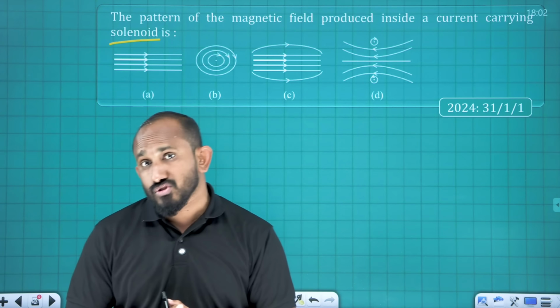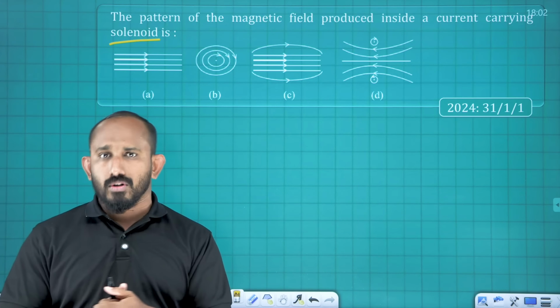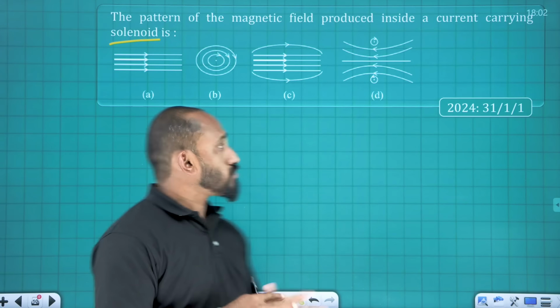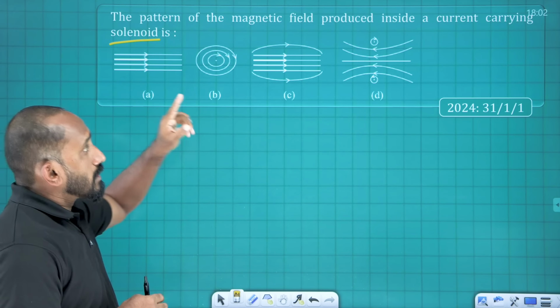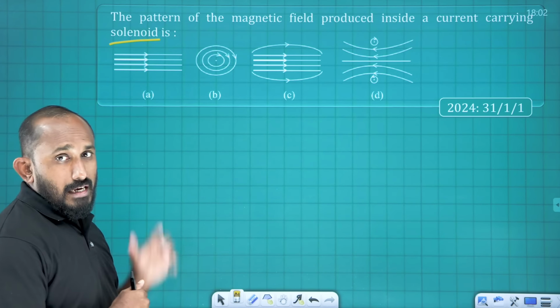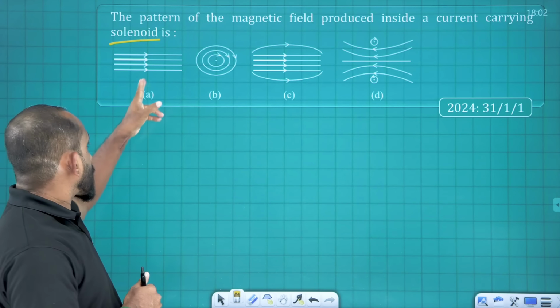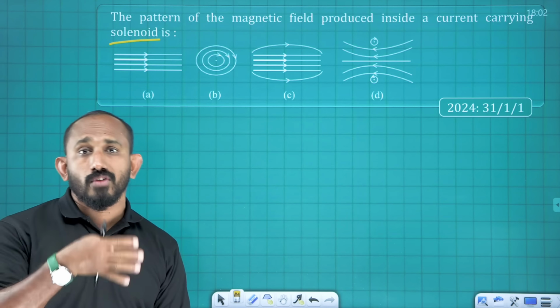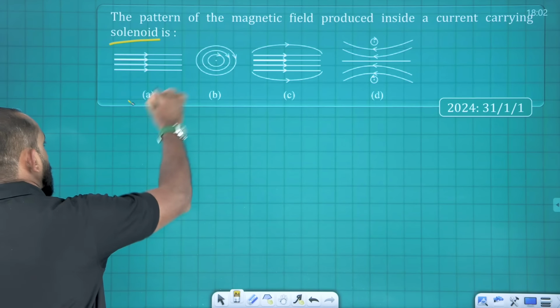It's also called an electromagnet if a soft iron core is kept inside the coil. It can be used to magnetize a material. So here, the pattern inside the current carrying solenoid: Option A, inside the solenoid, it will be parallel lines because it is a uniform magnetic field. So A is the correct answer.